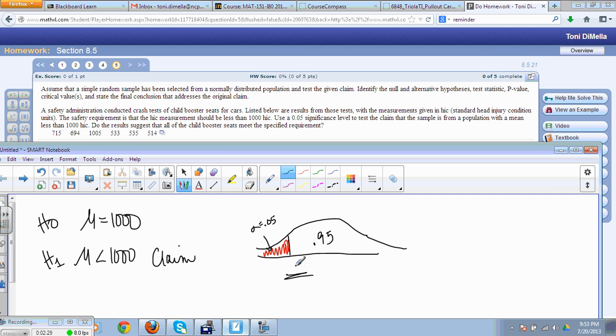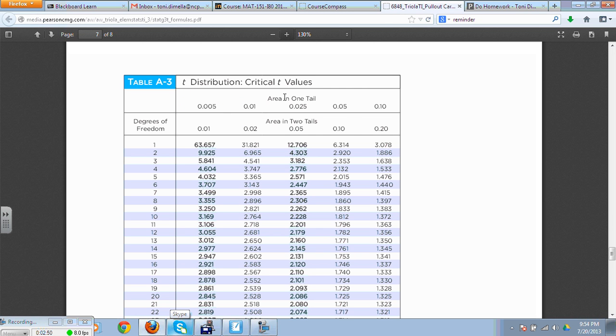This is a one-tailed test where the area to the left is a 0.05. Degrees of freedom is going to be, let's see, I have 6 and a 6. So DF then is 5. And so I pull up my chart if I can find it. Area in one tail is a 0.05. Degrees of freedom is also a 5. And so I come down here and I have a 2.015.